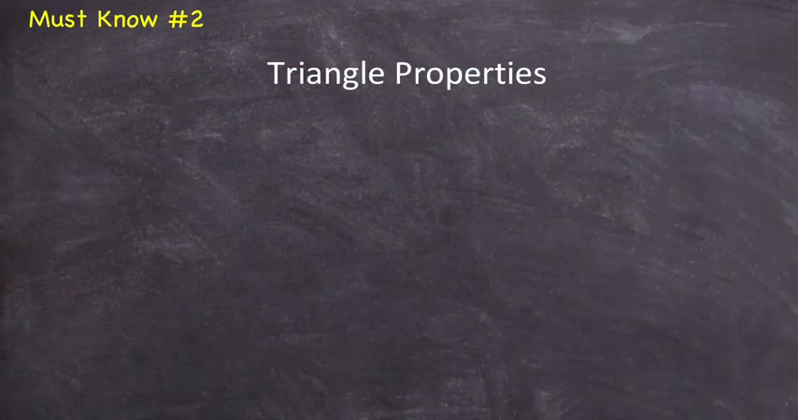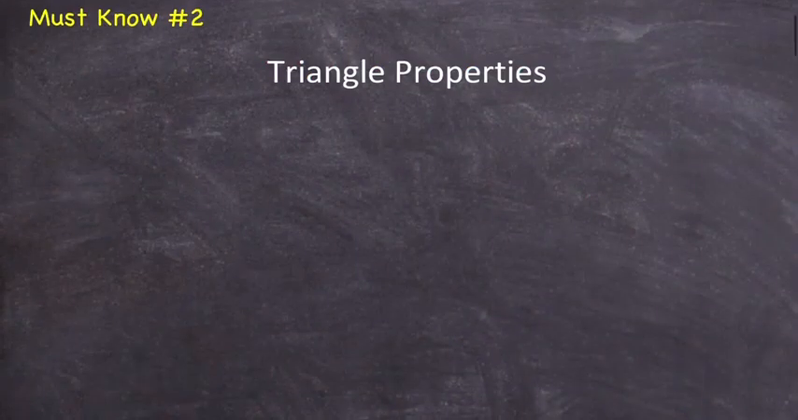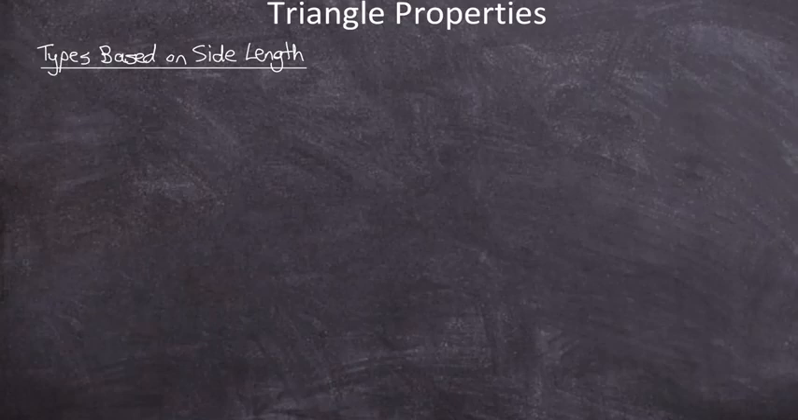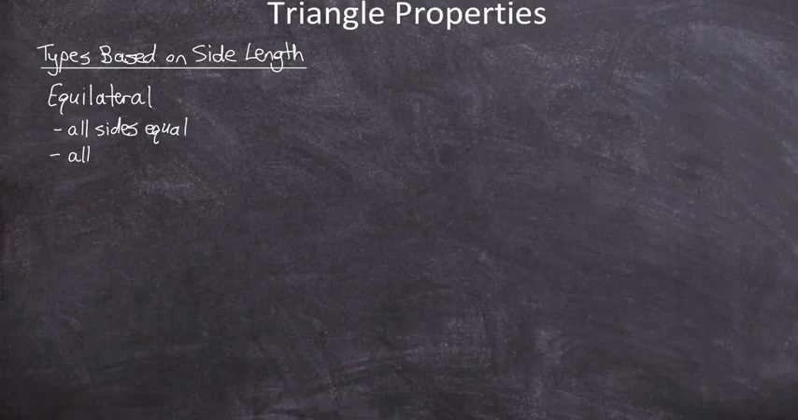Must know number 2, properties of triangles. Let's start by looking at types of triangles based on their side length. There are three ways we can classify a triangle based on the lengths of their sides. There are equilateral, which is a triangle where all the sides are equal to each other, and all the angles are 60 degrees. So it would look like this.